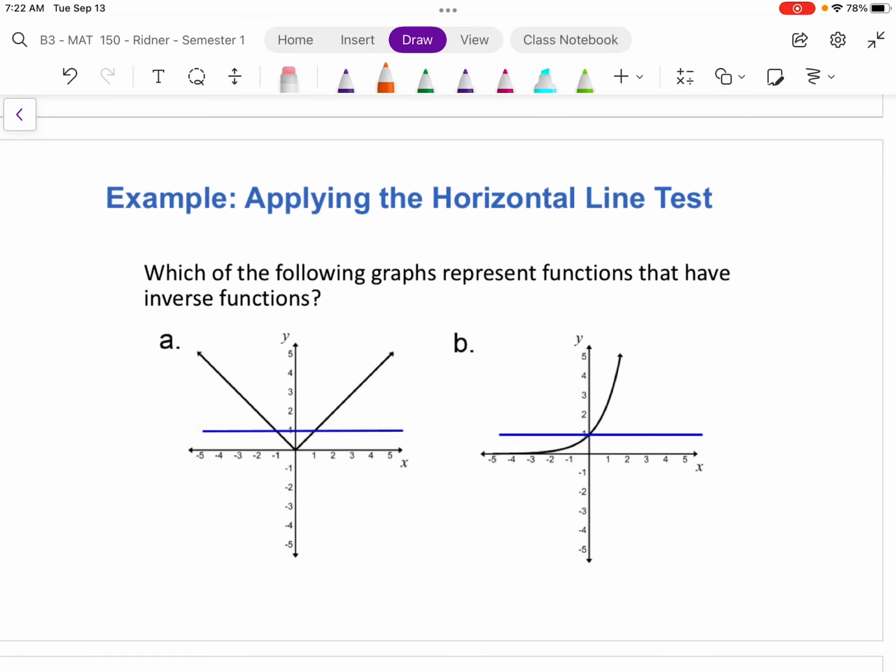So example, which of the following graphs represent functions that have inverse functions? So not just inverses, but like the inverse is a function as well. This one fails because it crosses 2 times. This one passes because it only crosses once. So B is the one that has a function that has an inverse.